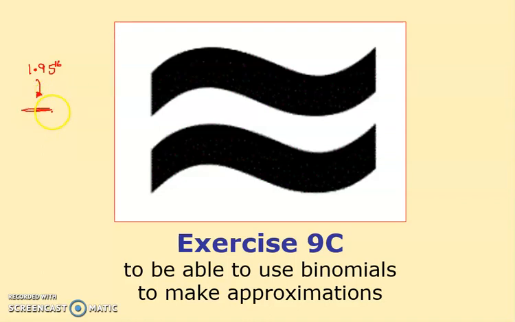And yet it's still on the exam, so we're going to have to learn how to do it. So exercise 9C is all about doing approximations of this type, where they probably will give us the binomial expansion to use, and then ask us to use it to do a particular approximation.